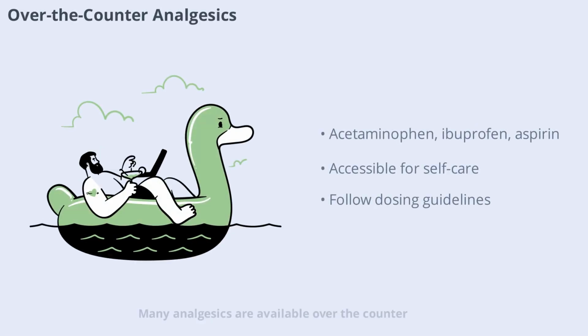Many analgesics are available over the counter, making them accessible for self-care. Common examples include acetaminophen, ibuprofen, and aspirin. These medications are effective for everyday aches and pains, but it's important to use them responsibly and follow dosing guidelines. Overuse or misuse can lead to side effects or complications, so always read labels and consult a pharmacist if unsure.